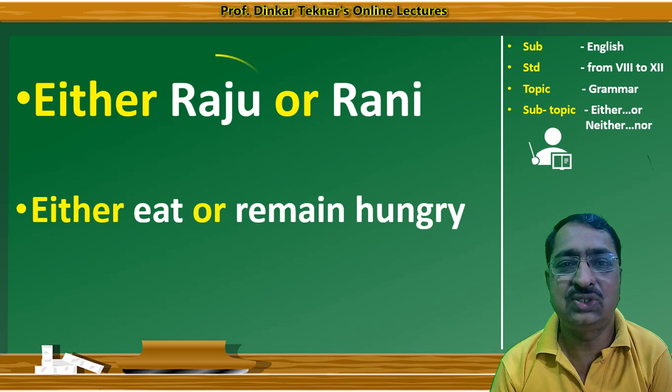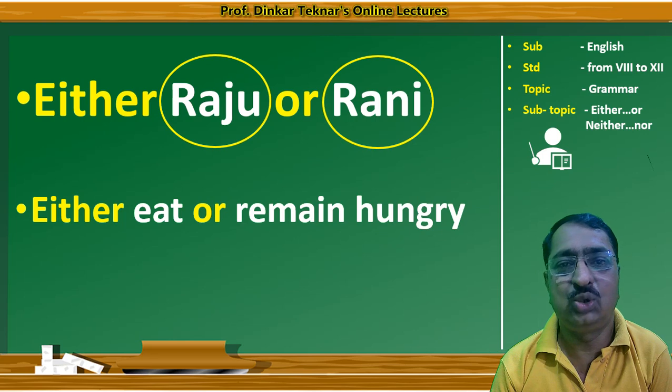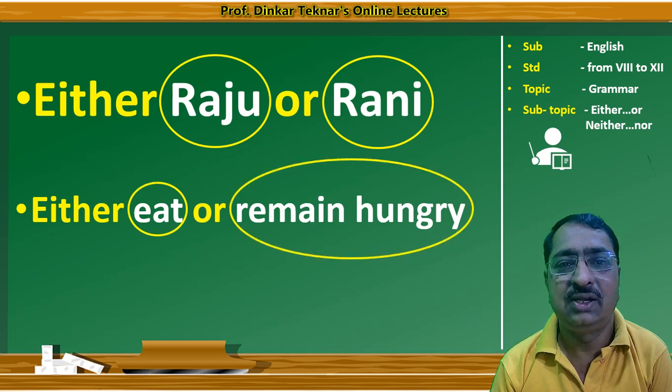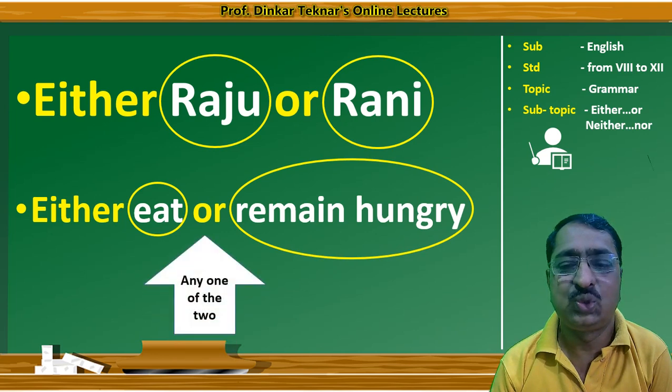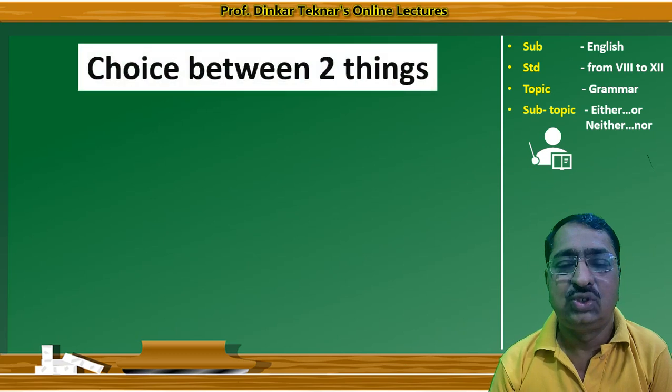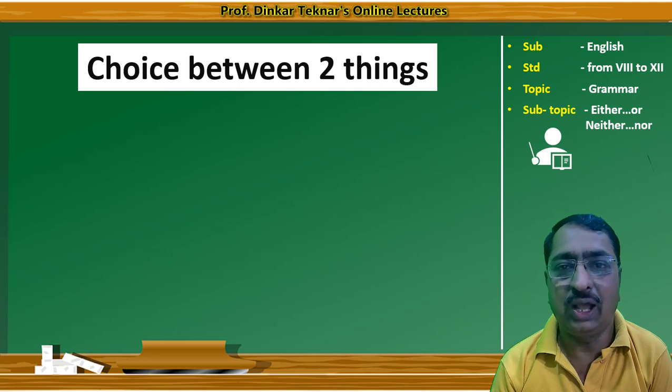In the first sentence, Raju and Rani are two objects. In the second sentence, eat and remain hungry are the two objects. So any one of the two is shown by either...or. Choice between two things is shown by either...or. Either this or this.